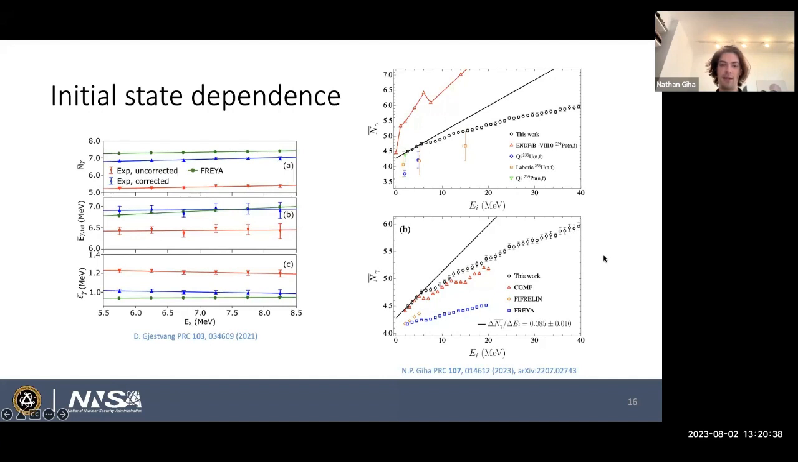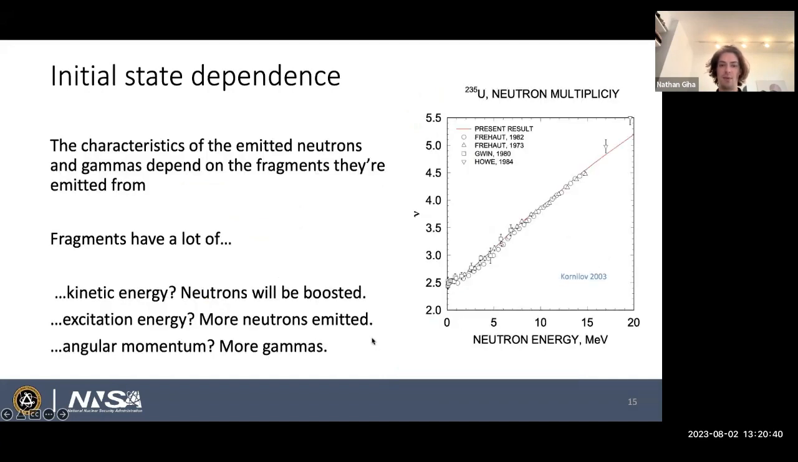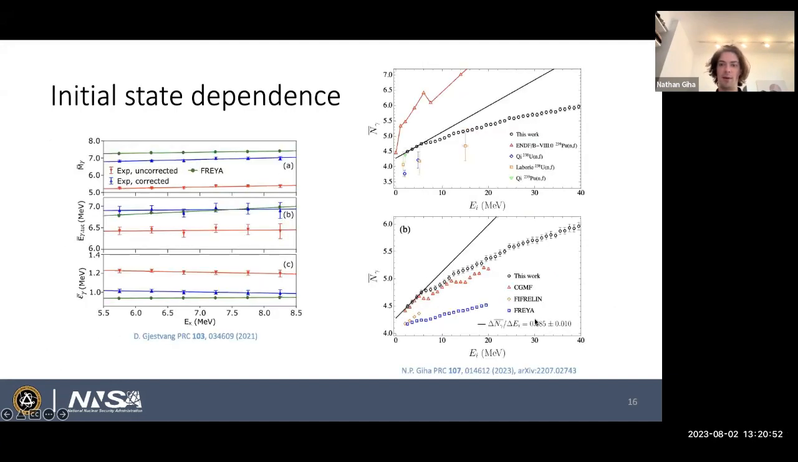So indeed, it appears that there's a relationship as well between how much energy we put in and how many gammas we get. That should be a hint that there's probably a relationship between the excitation energy of the fragments and the angular momentum. We might hear more about that tomorrow.